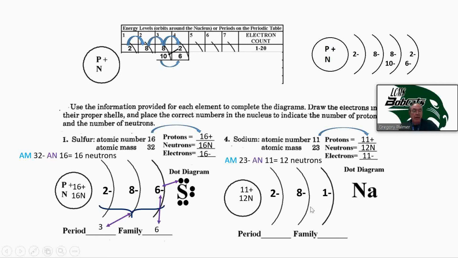So we put it on, and we're done. The dot diagram should have 1 dot, which corresponds to the 1 valence electron. The 1 valence electron and the 1 dot tell us it's in family 1. Our model has 3 energy levels, so that tells us that this element is in period 3.